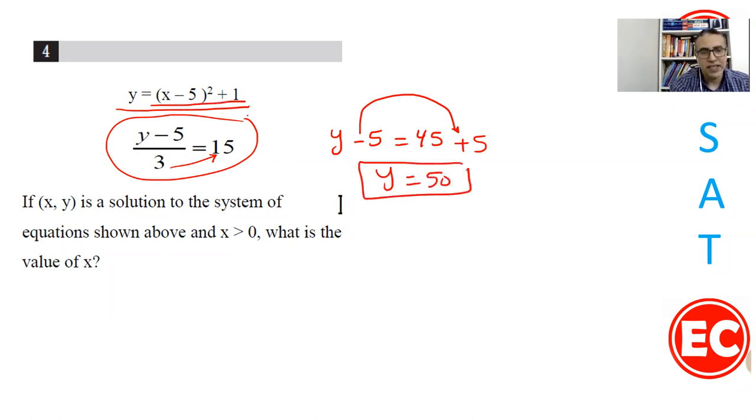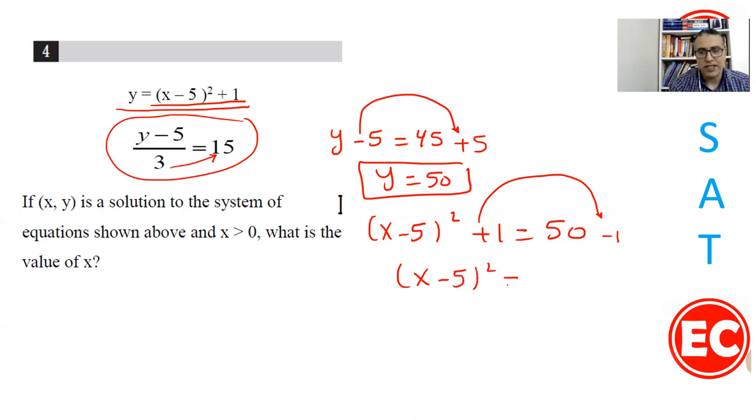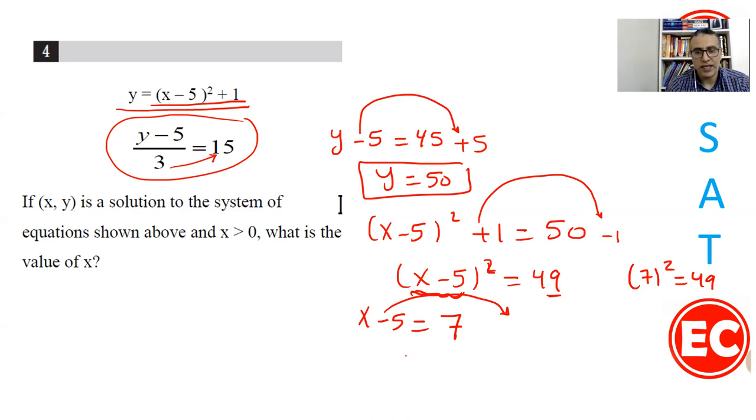Now, I can say that this equation, x minus 5 squared plus 1 is equal to 50. First, I will move the positive to the other side as negative. So x minus 5 squared is equal to 49. All I have to do is think of a number whose square is 49. And for sure, this number is 7. So what's inside the bracket should be 7, as we know that 7 squared is equal to 49. By moving -5 to the other side, x is equal to 12.